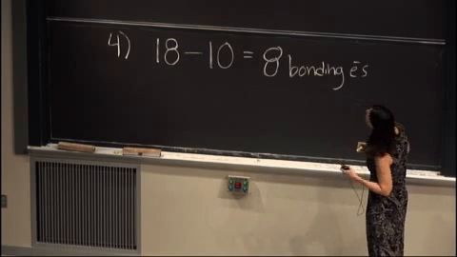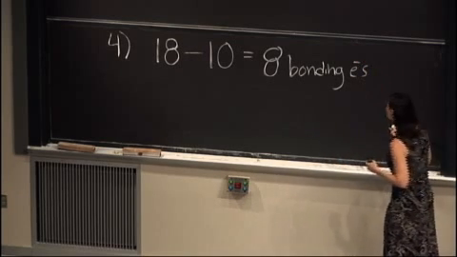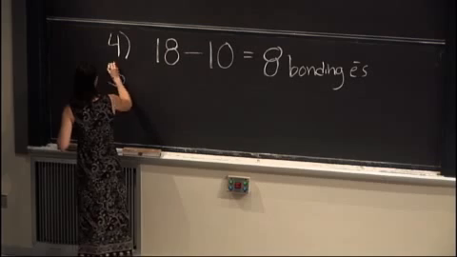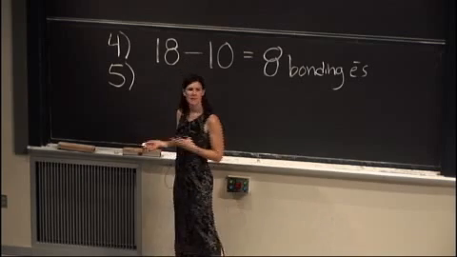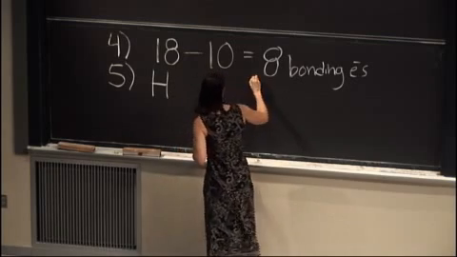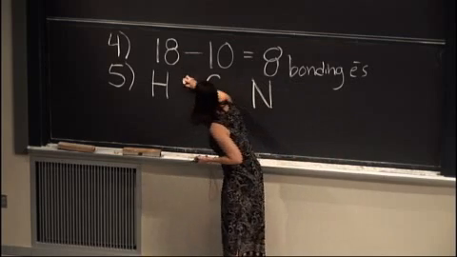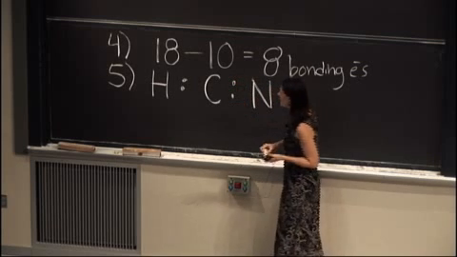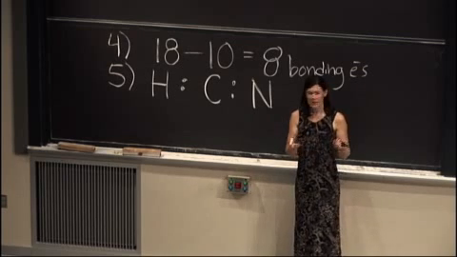Hopefully on your paper you can write out your HCN skeleton. I think I should probably redraw mine here, because step 5 is that we need to fill in our bonding electrons, and we start by filling in 2 electrons per bond. So I'm just going to redraw my skeleton. The first thing we do is put 2 electrons between H and C, and then 2 electrons between C and N. Remember, every time we have 2 electrons being shared, that's a single bond.